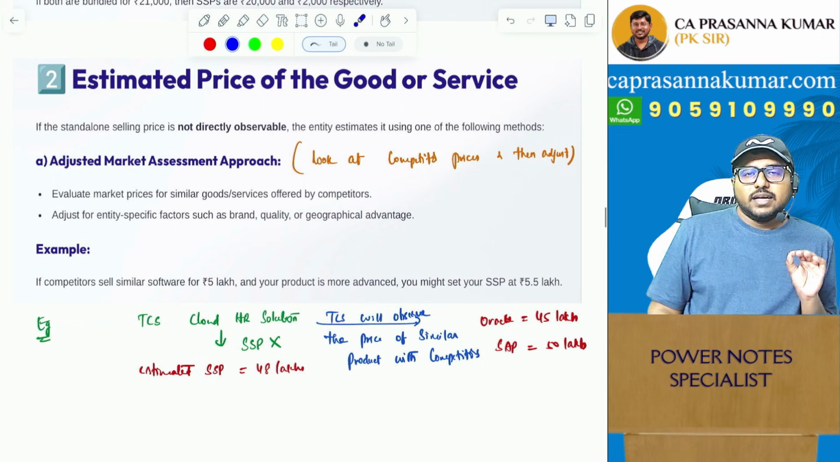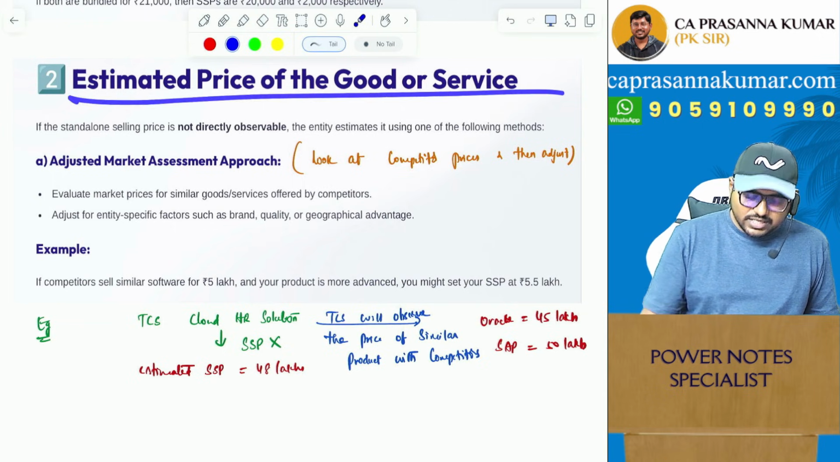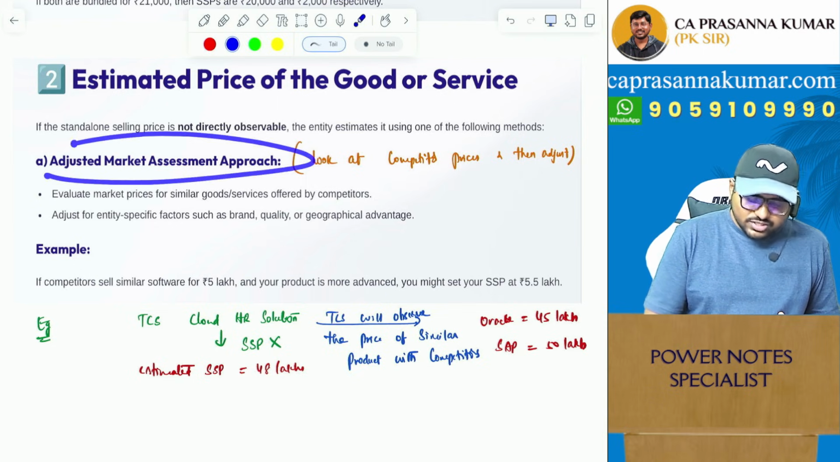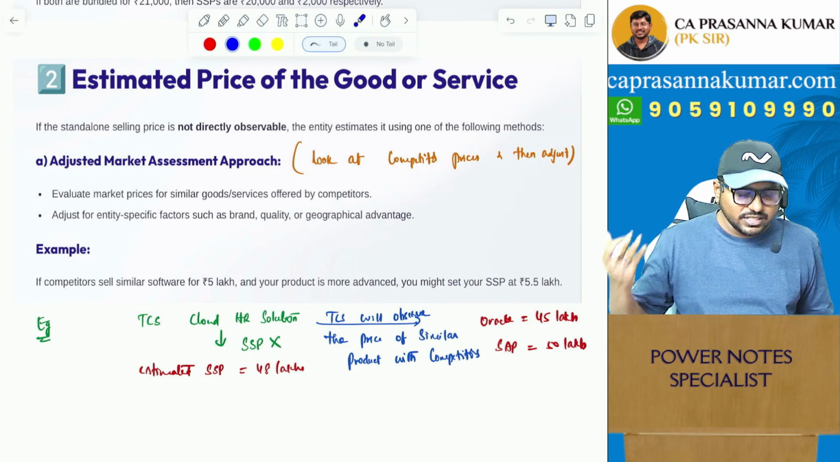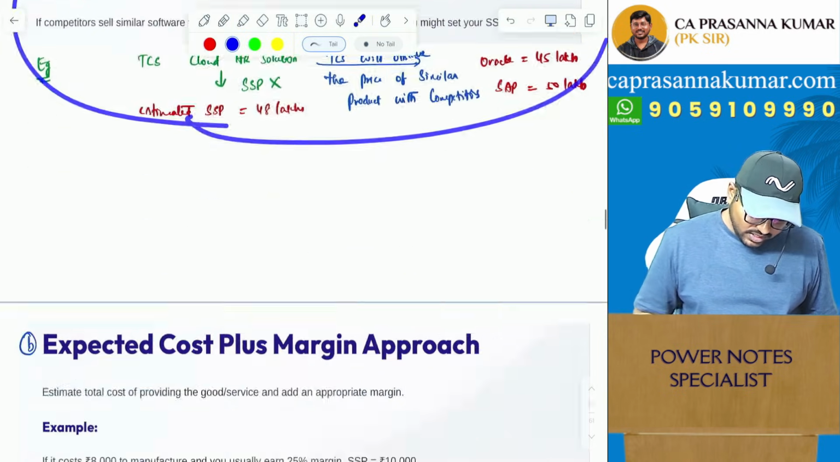So if observable price input or SSP is not readily available, then you will estimate the price of the good or service as the case may be. In that, the first method is adjusted market approach. Got it? You can just remember it as adjusted market approach. It's easy to remember rather than adjusted market assessment approach. I hope this is clear. Chalo, moving on to the second one.